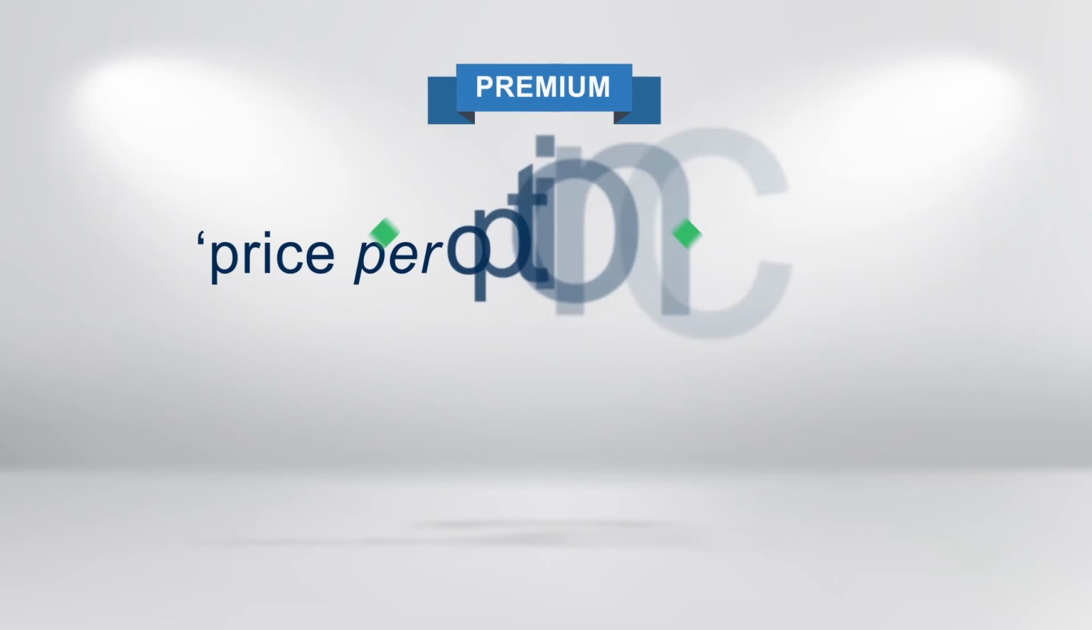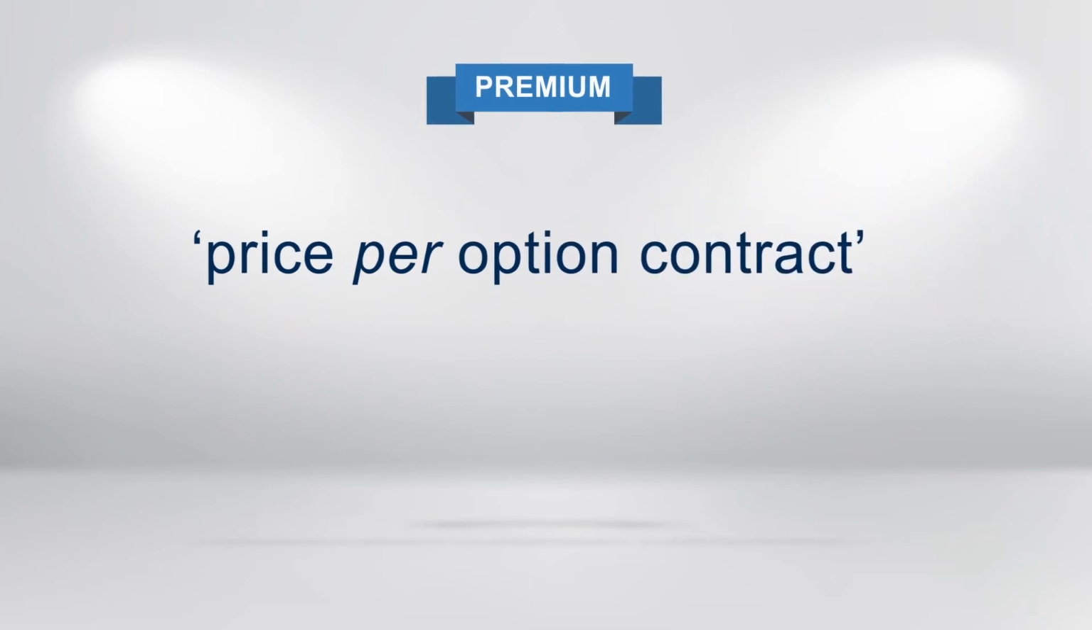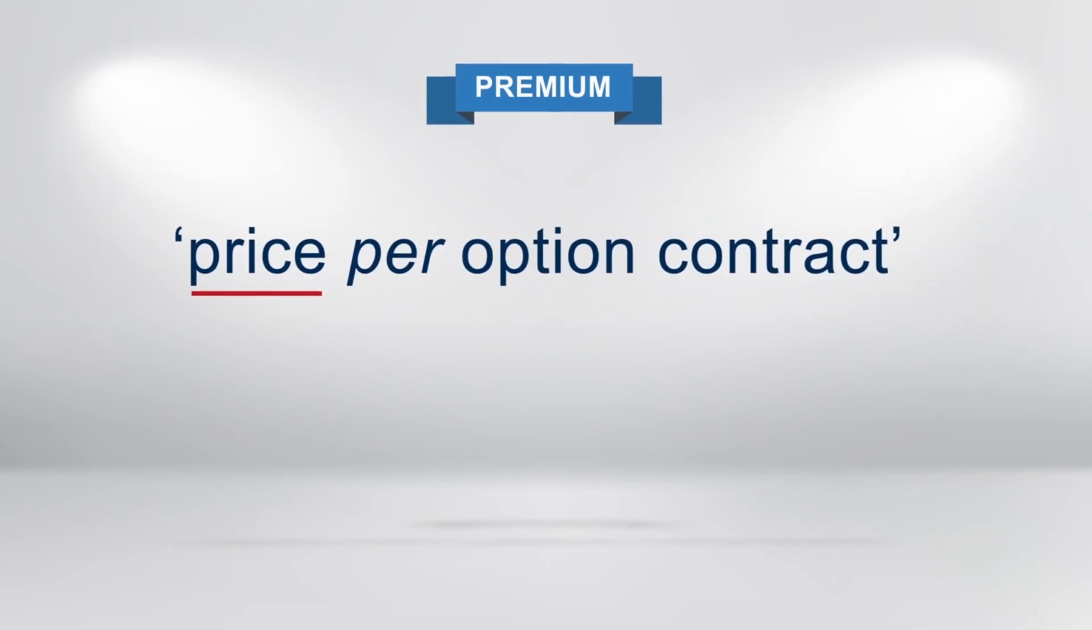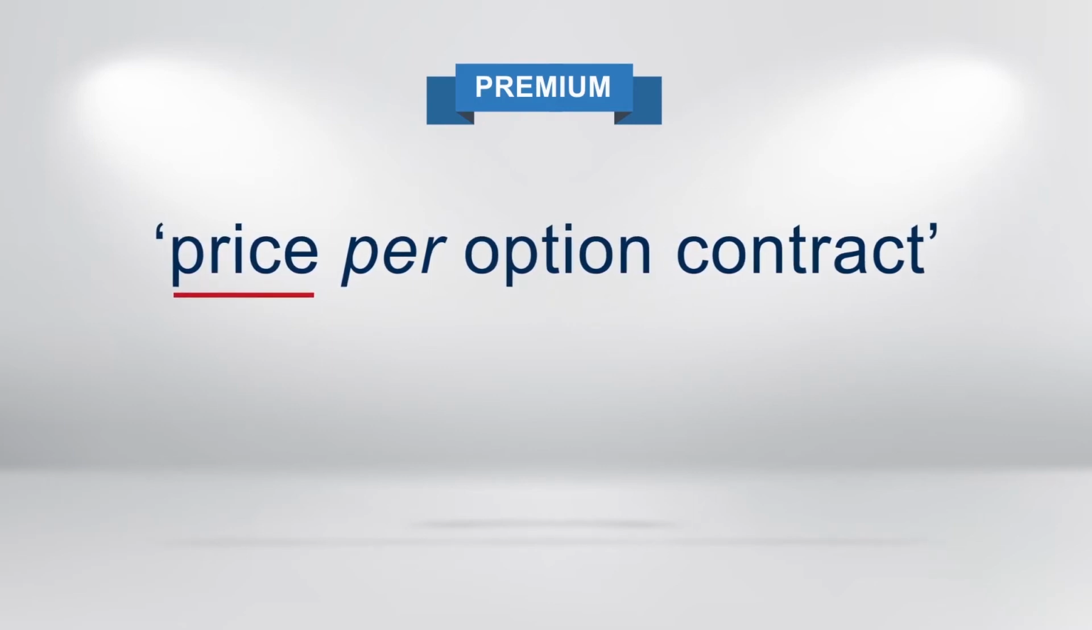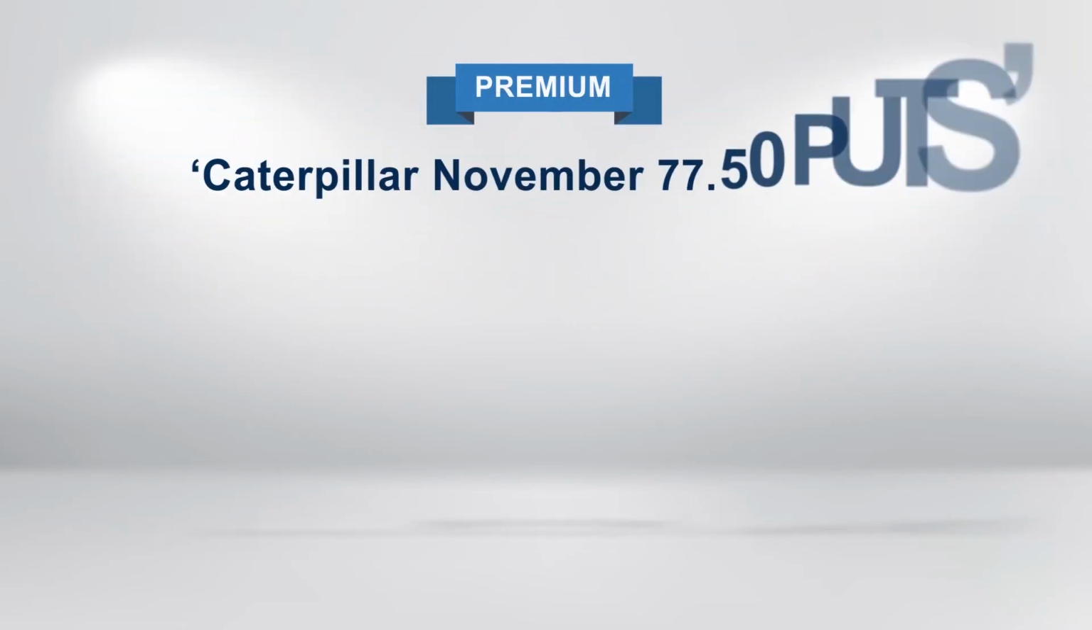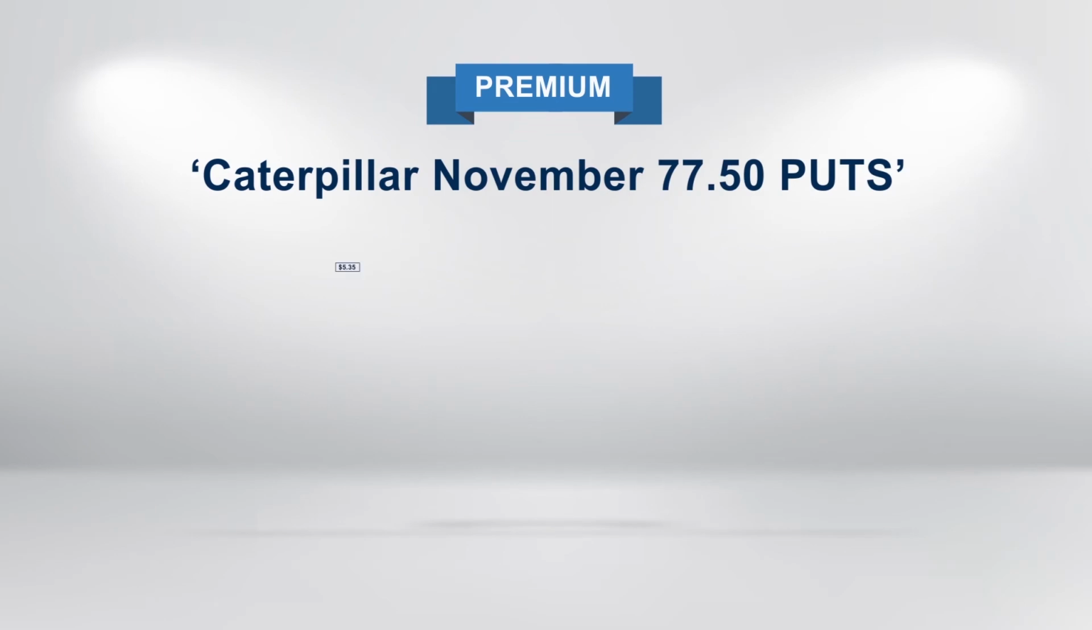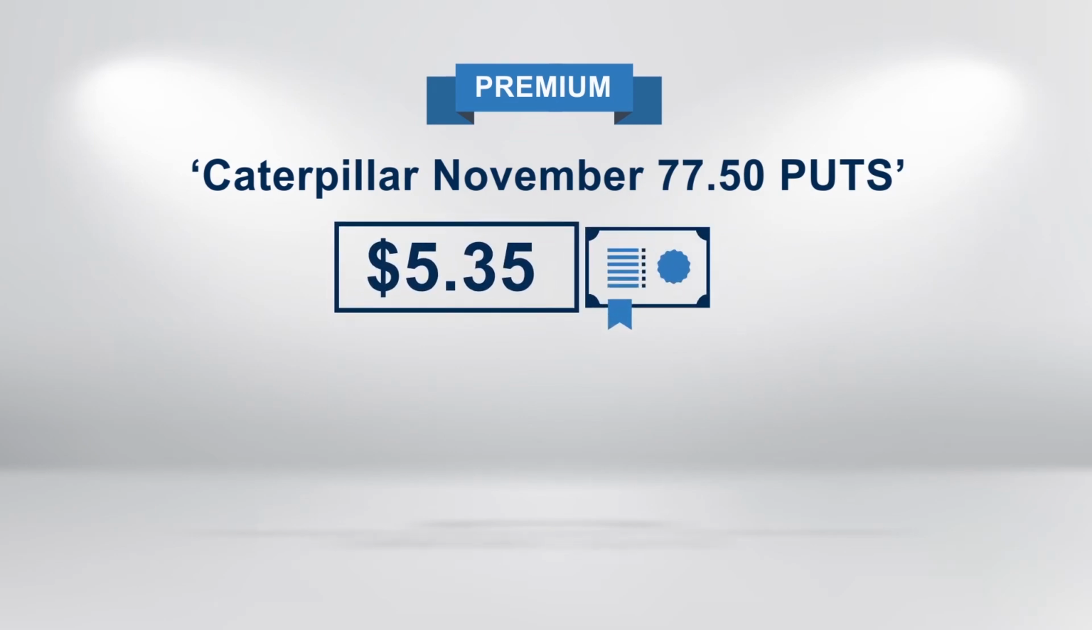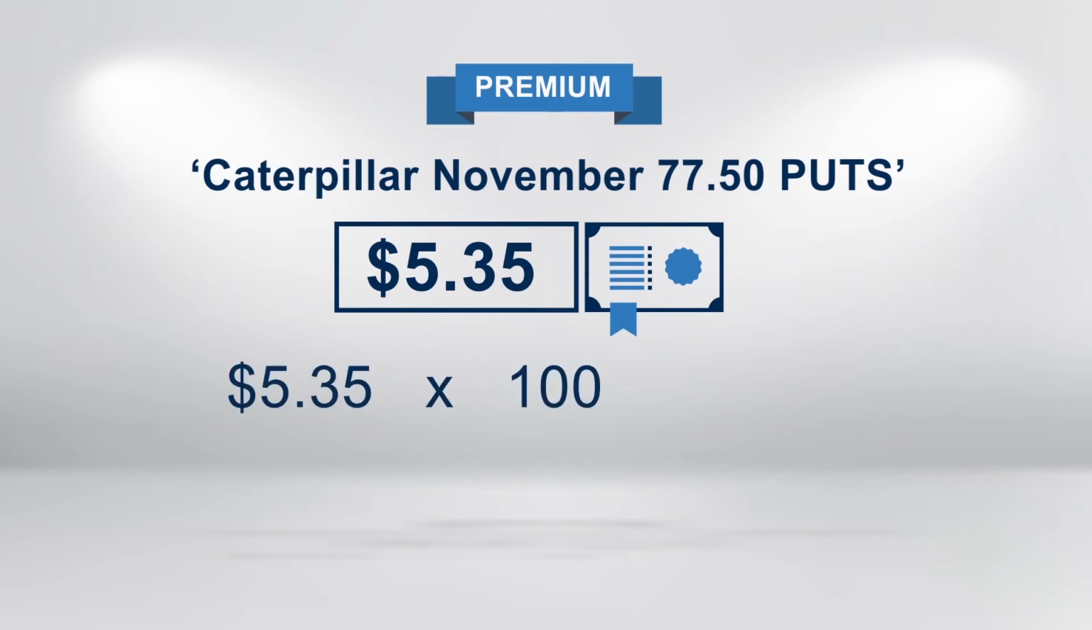The premium is the price per option contract. The price, also known as offer, is quoted in points. If we bought Caterpillar November 77.5 puts at $5.35 per contract, the holder of the contract would multiply the premium of $5.35 by 100. Remember, a standard contract covers 100 shares of stock. So this would mean you would pay $535, not including any brokerage fees.